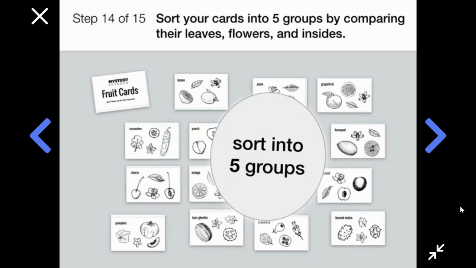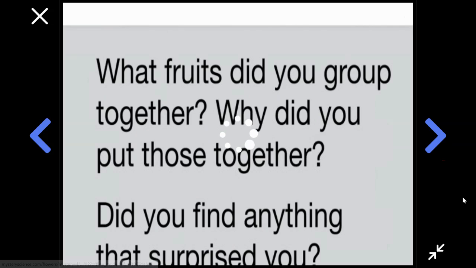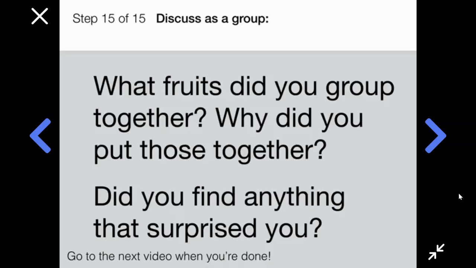Sort your cards into 5 groups by comparing their leaves, flowers, and insides. Work with your partner. You and your partner may not agree on everything. You'll have to convince your partner using evidence. Discuss as a group.